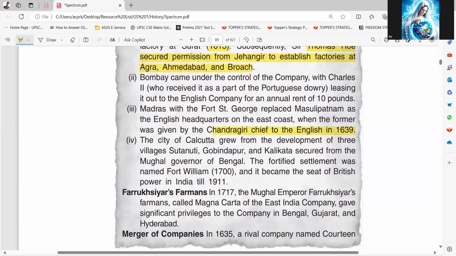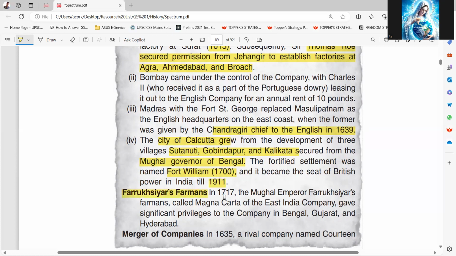The city of Calcutta grew from the development of three villages, which are Sutanuti, Gobindapur, and Kalikata, secured from the Mughal governor of Bengal. The fortified settlement was named Fort William, 1700, and it became the seat of British power in India till 1911.